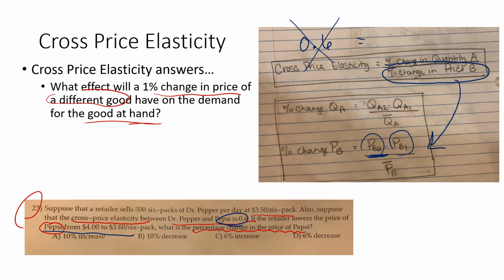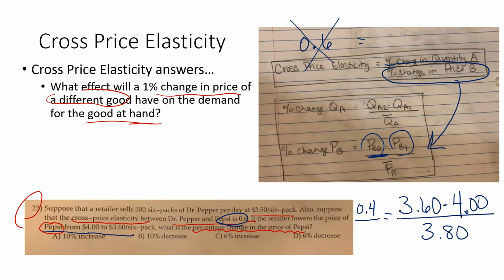They lowered their price from $4 to $3.60, so we do $3.60 minus $4, and we need to do it in that order, divided by the average. Well, the average of $3.60 and $4, if you add them both together and divide by 2, is going to be $3.80. And then we can put that in our calculator. So $3.60 minus 4 is 0.4 divided by that 3.80.